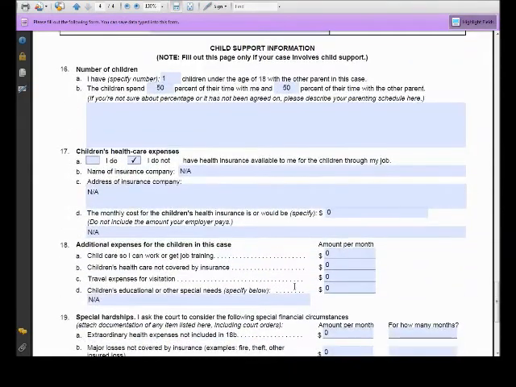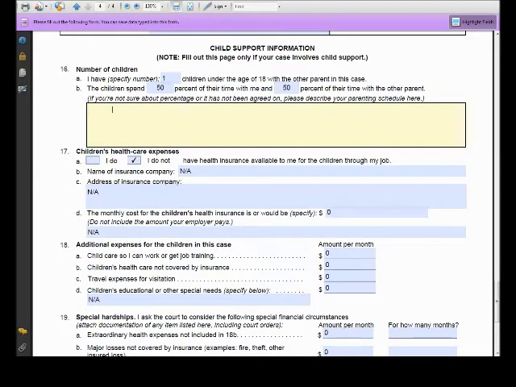Page 4 of the I&E is where you will enter information about your child or children. Section 16 asks for the number of minor children you have with the other parent in this case, along with the percentage of time they are with you and the other parent. Complete lines A and B for these questions. If unsure about the percentage, please write a brief explanation of your current parenting schedule.